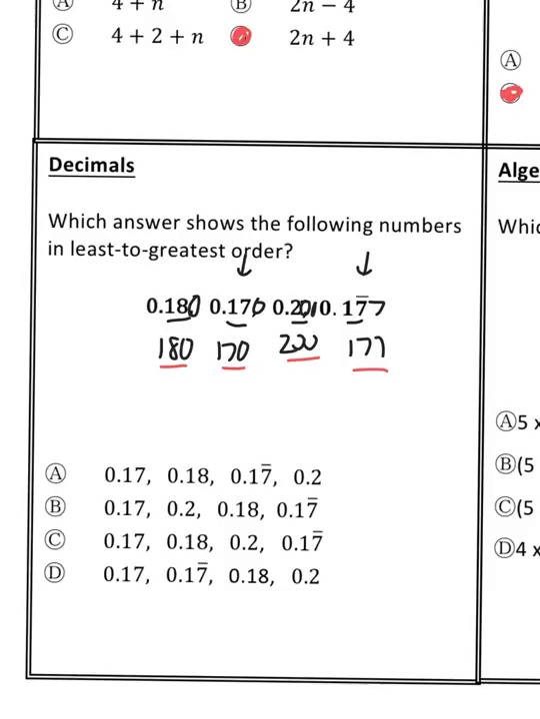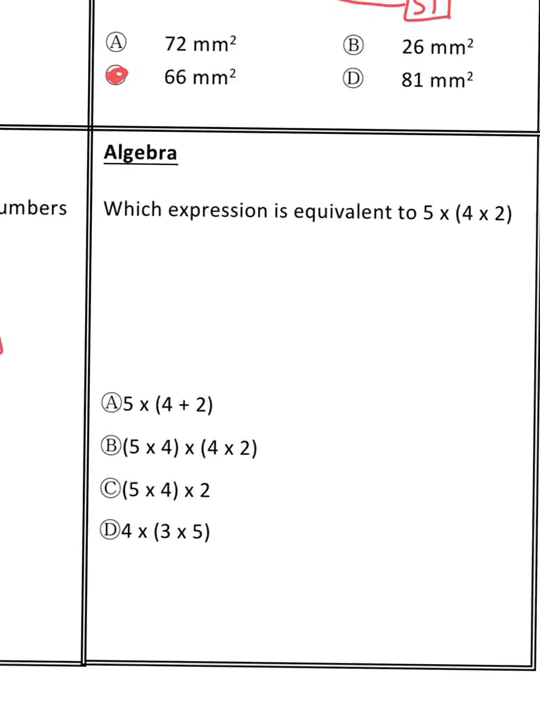So the smallest one is 170. That means 0.17 has got to be first. And lo and behold, they all are. So that doesn't help me. Okay, let's see what should be second. 171. That means 0.17 repeating should be second. So it is not here. It is not here. Oh, there's only one. It's got to be D. But let's just double check it. 180 is next, so 0.18. And 200 is last, so 0.2. So it is D.